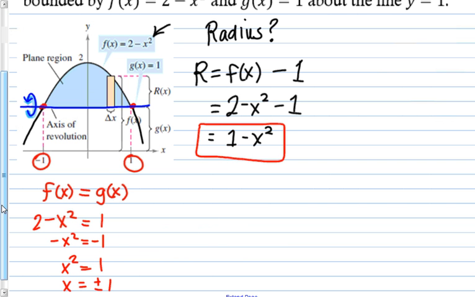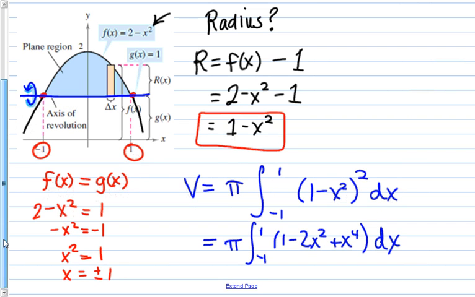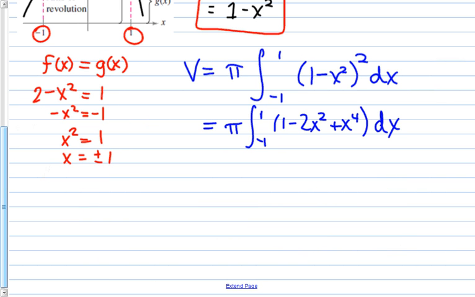Volume equals pi. Now my limits, -1 to 1, and the equation I'm actually going to integrate is 1 minus x squared, squared, with respect to x. So, FOIL, please. And we get 1 minus 2x squared plus x to the 4th. And that, ladies and gents, is what we're actually going to integrate. And when you integrate it, you get x minus 2/3 x cubed plus x to the 5th divided by 5. And that is getting evaluated from -1 to 1.